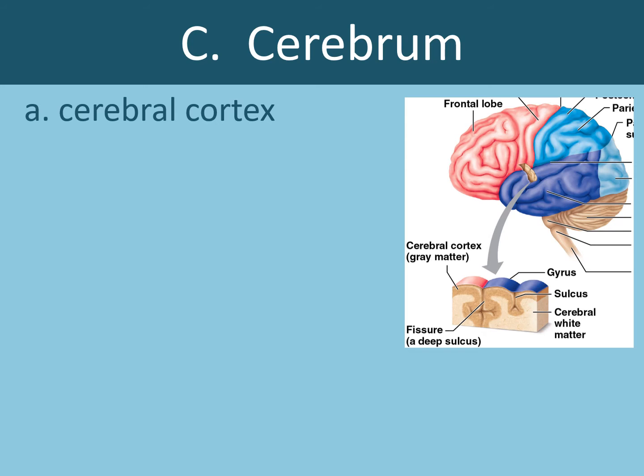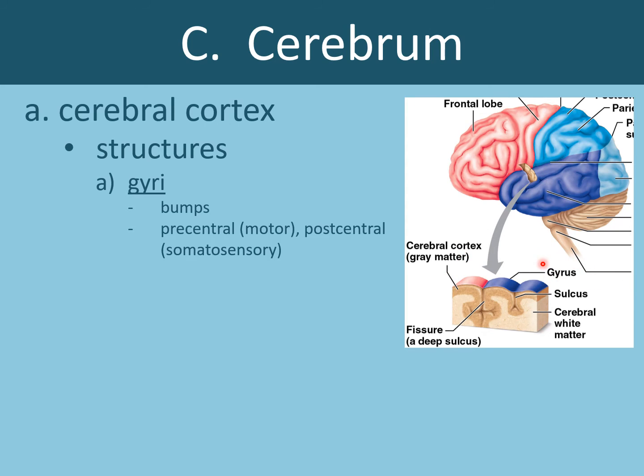Something you've probably noticed about the brain is that the cerebrum has wrinkles, a series of grooves and ridge-like bumps. Let's discuss these structures. Gyri are the ridge-like bumps on the surface of the brain. It can be seen here, and in a cross-section, here are the gyri. The term gyri is pronounced gyrus when it's singular. There are several important gyri: the precentral or motor gyrus and the postcentral or somatosensory gyrus.